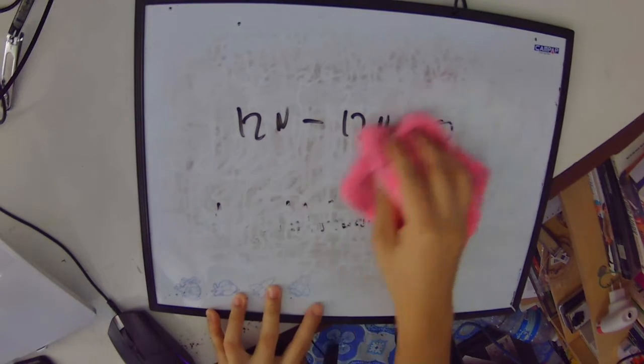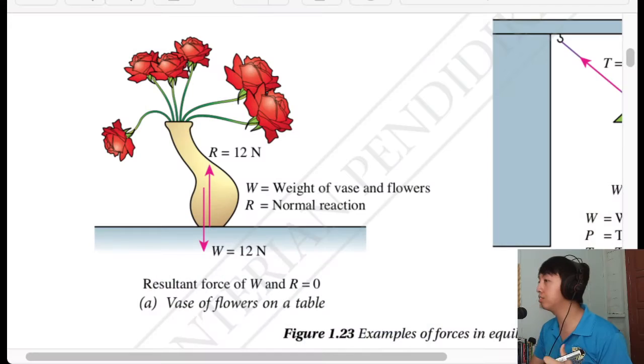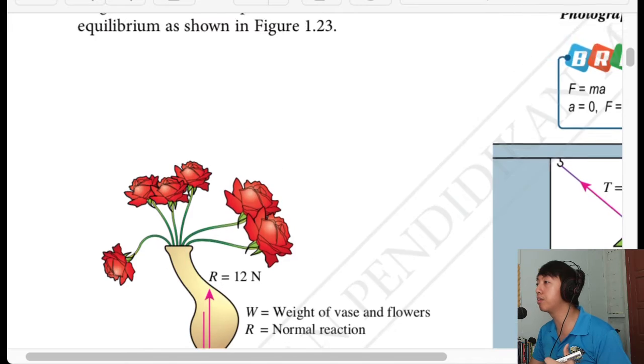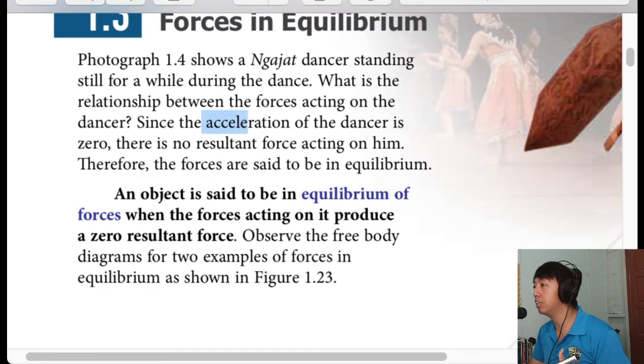Now, take note, just because something is in a state of equilibrium does not necessarily mean it is standing still. Okay, tidak semestinya benda yang berada dalam keadaan equilibrium bukan bermaksud dia tidak bergerak. Kadang-kadang dia bergerak juga, because even in this description here, it does not say the speed of the dancer is 0, but it only says the acceleration of the dancer is 0.